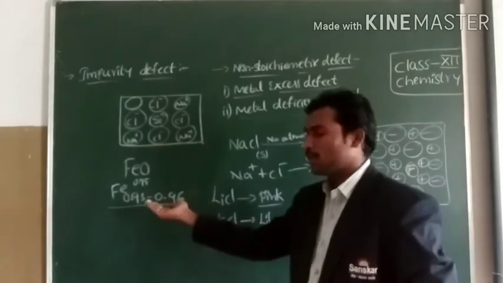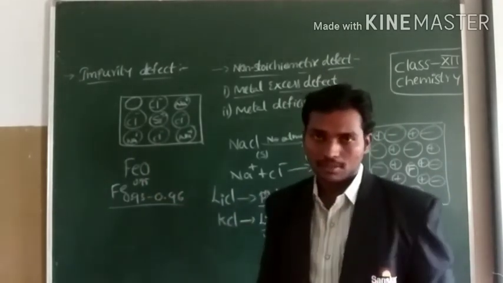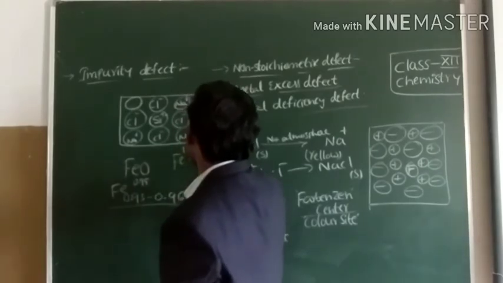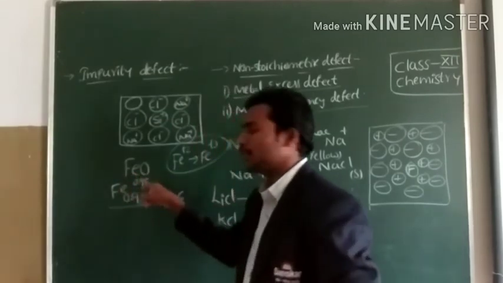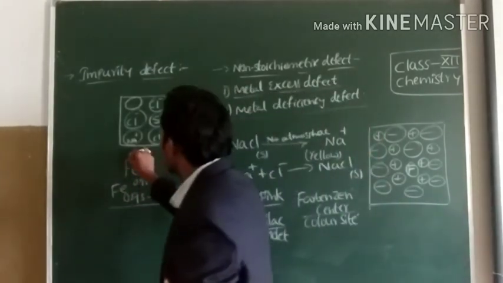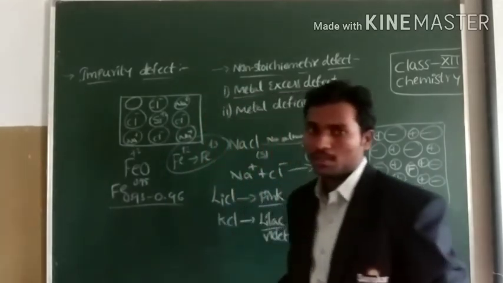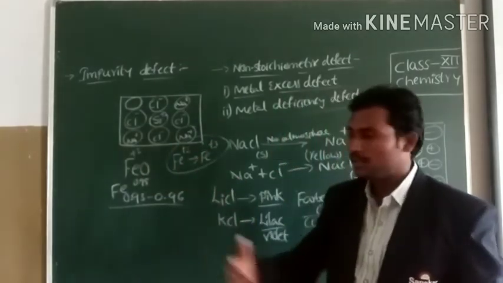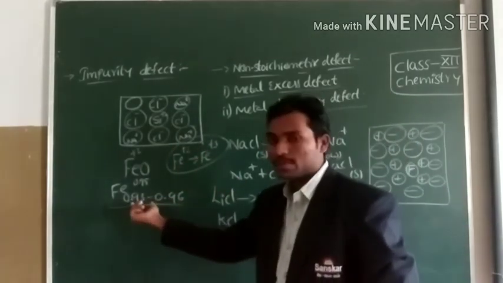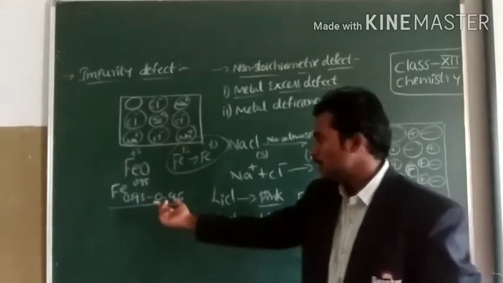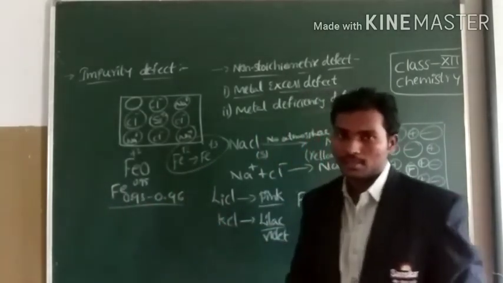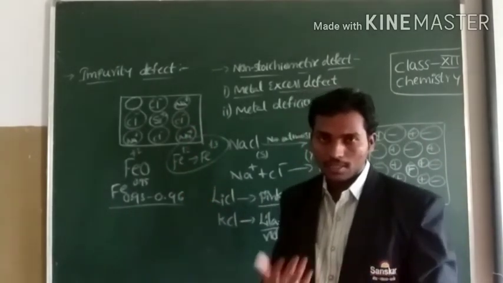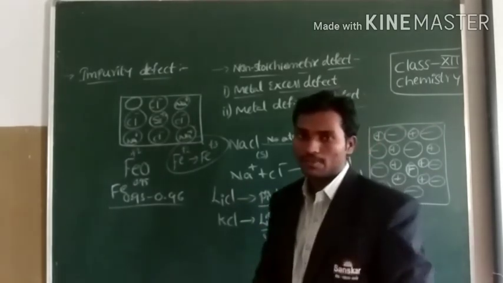This is because some of the ions change from +2 to +3. In FeO, ferrous oxide, iron has +2 oxidation number, but the oxidation number of some iron changes from +2 to +3. That's why the metal proportion in FeO varies from 0.93 to 0.96. This means it contains less metal, or metal deficiency. This is called metal deficiency defect.